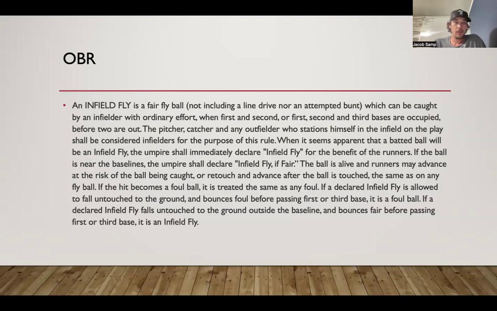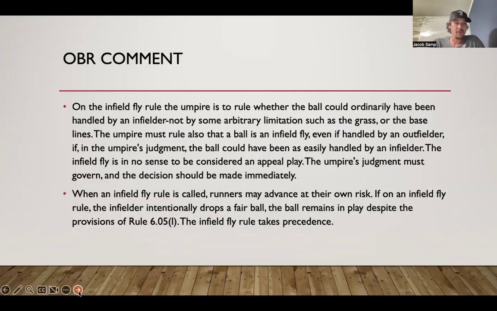And again, like with high school, an infield fly is not a line drive, nor is it an attempted bunt. And we see this language of ordinary effort, and what you're going to come to find the longer you umpire is the term ordinary effort is quite murky, but they have defined it. And I believe I have the definition on the next slide. Nope, we got a comment here. Ordinary handled.